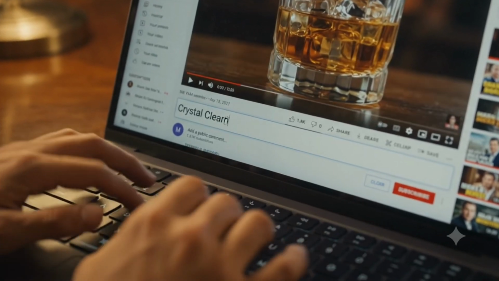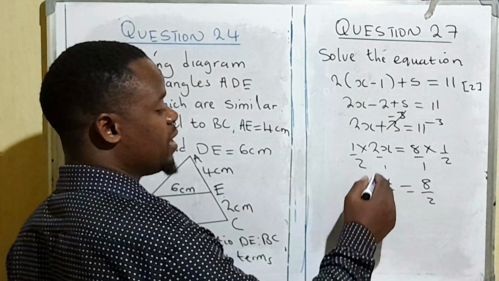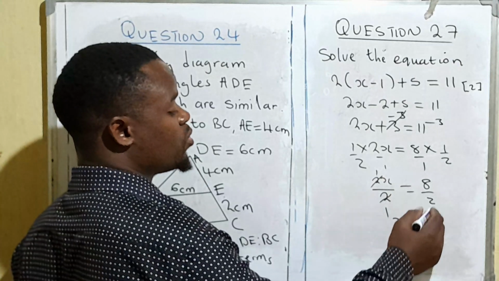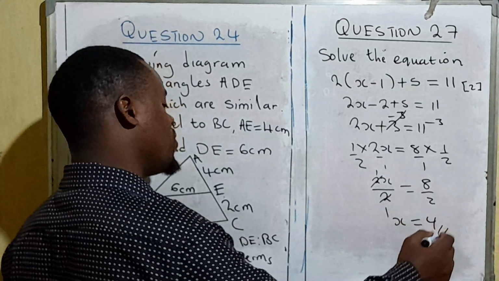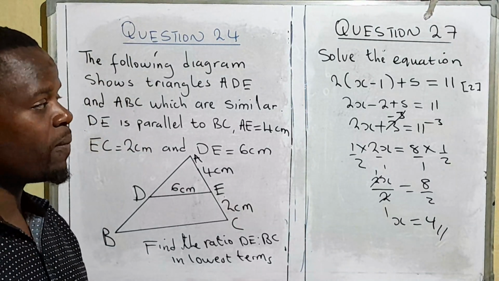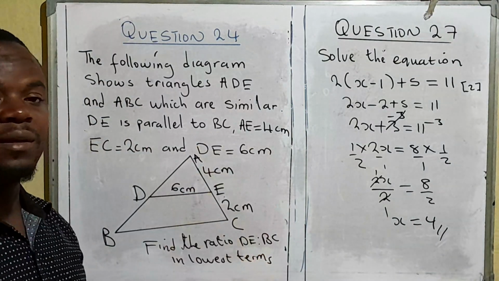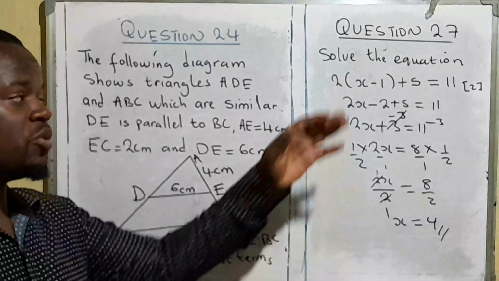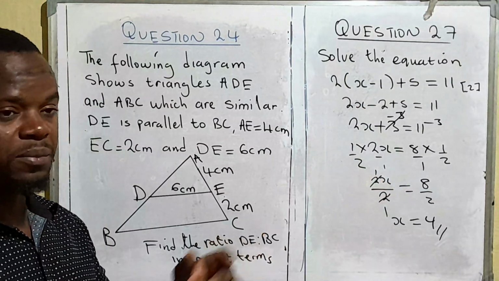Let's soldier on. The 2 there is 1, 2 there, 1. 1 times x, x is equal to 8 over 2, that's a 4. So the value of x is actually 4. By solving a question clearly like that, demonstrating all the steps, you scoop the 2 marks.